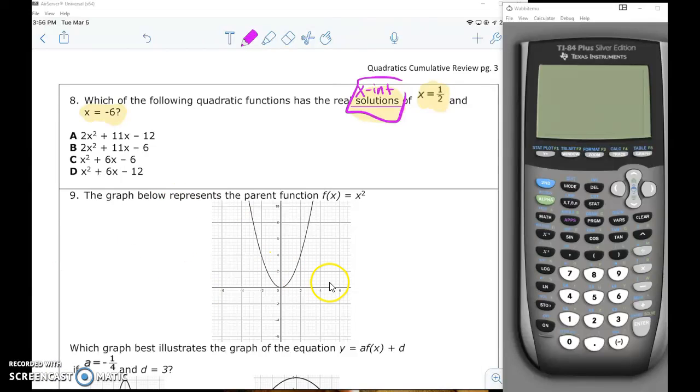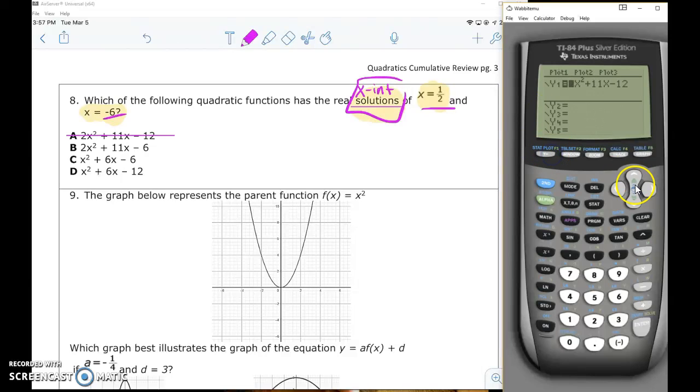To find my x-intercepts, I'm going to graph each of these in my calculator and see which one gives me x-intercepts of 1/2 and -6. Starting with choice A, 2x squared plus 11x minus 12. I can see here that my negative x-intercept is 1, 2, 3, 4, 5, 6. It's past -6, so choice A cannot be my correct answer.